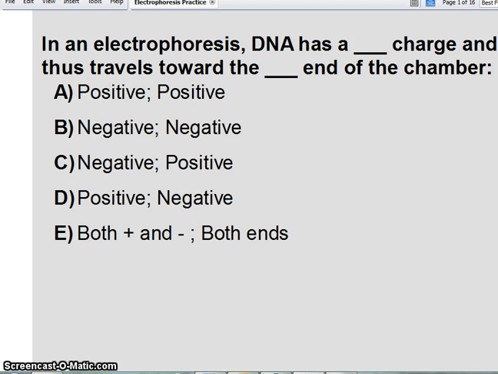Okay, this is our in-class review that we did for our test on gene regulation and genetic engineering. So, first thing, in an electrophoresis, DNA has a blank charge and travels towards the blank end of the chamber.